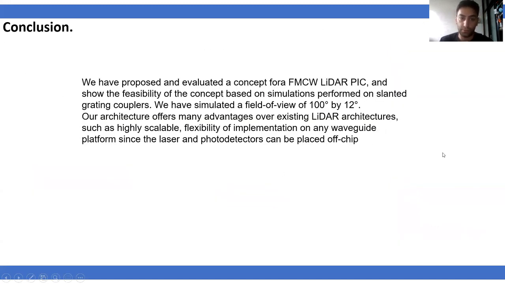So in conclusion, we have proposed and evaluated the concept for FMCW LiDAR PIC, and we show the feasibility of the concept and that it's possible to have a field of view of 100 by 12 degrees. And our architecture offers many advantages over the existing LiDAR architectures, such as being highly scalable and flexible, and it doesn't require the use of phase modulators, which can complicate the system.